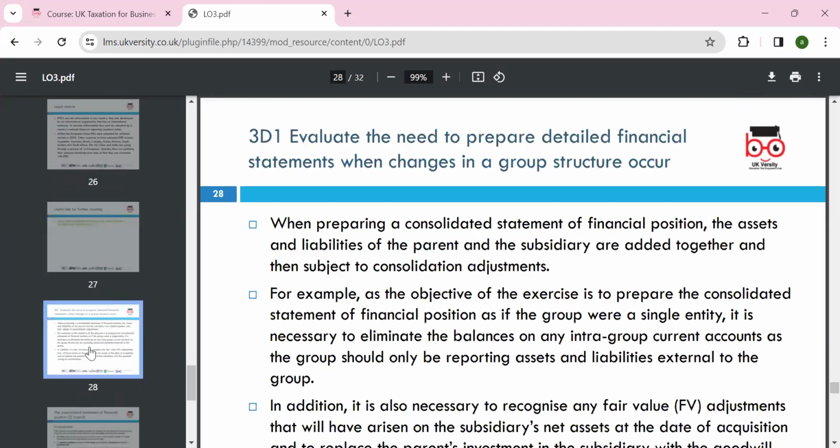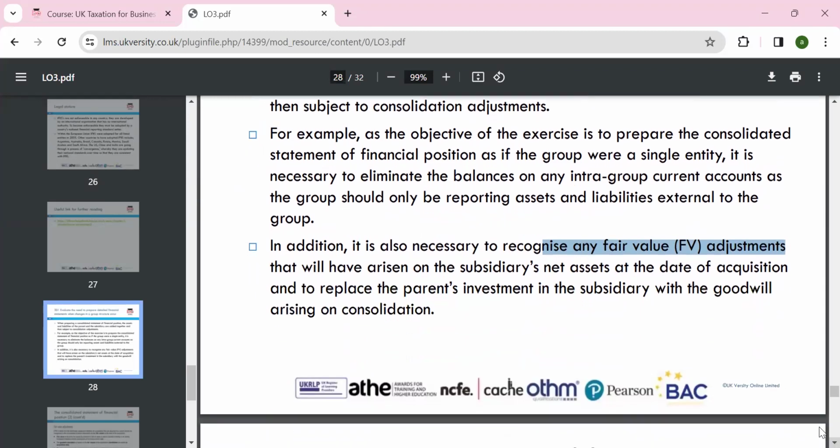If you want to move further and work toward the distinction criteria, evaluate the need to prepare detailed financial statements when there are changes in the group structure. So please, we can look at all the fair value adjustments, impairment, goodwill, and asset revaluation.